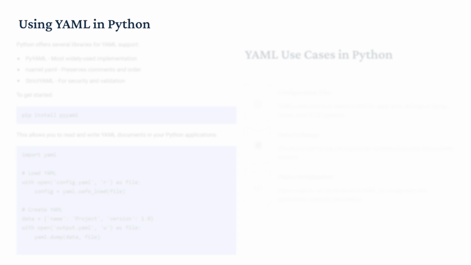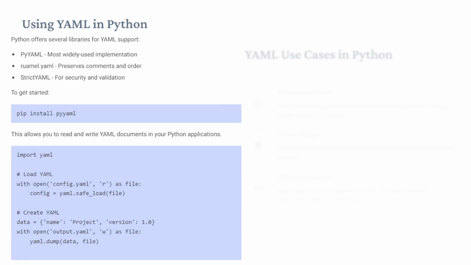So how do you use YAML in Python? Python actually offers several libraries for YAML support. PyYAML, the most widely used implementation, and ruamel.yaml, which preserves comments and order, and then StrictYAML for security and validation.